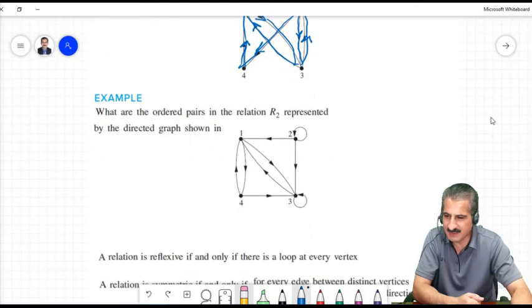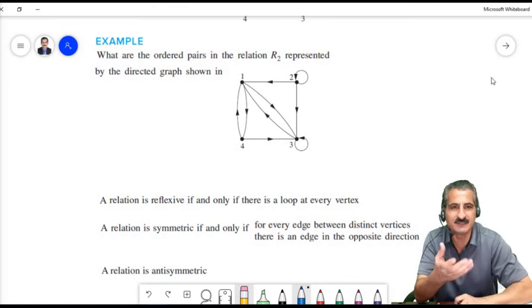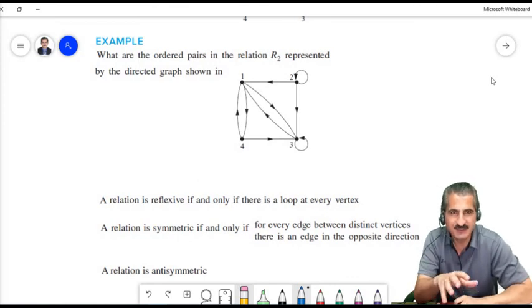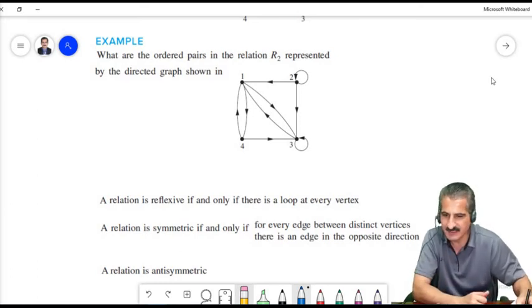We're going the opposite way. In the above example, we have a relation, and then we represent it as a graph. Now we have a graph, and then we want to convert it to a relation. So what is the relation represented by this graph?